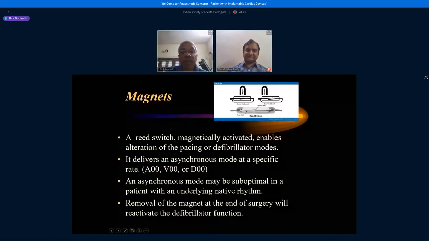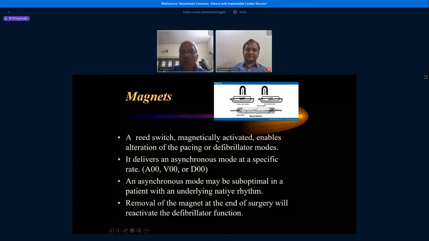So a reed switch, magnetically activated, when you close it, enables alteration of the pacing or the defibrillator. This is how you can either reprogram it by telemetry, or you use a magnet to go back into the asynchronous mode. It delivers an asynchronous mode at a specific rate that is already predetermined. So it is called AOO, VOO, or DOO.